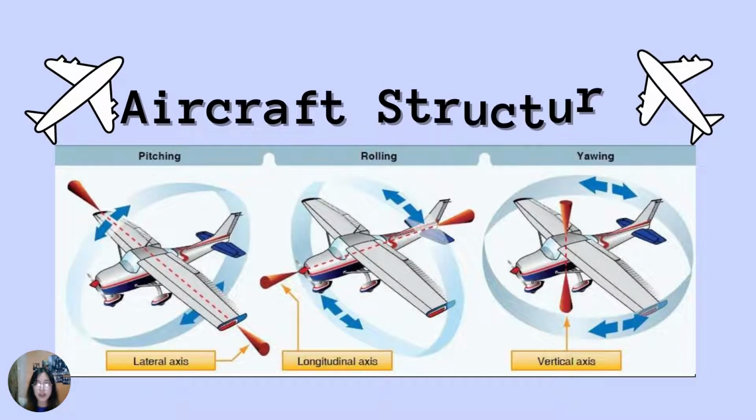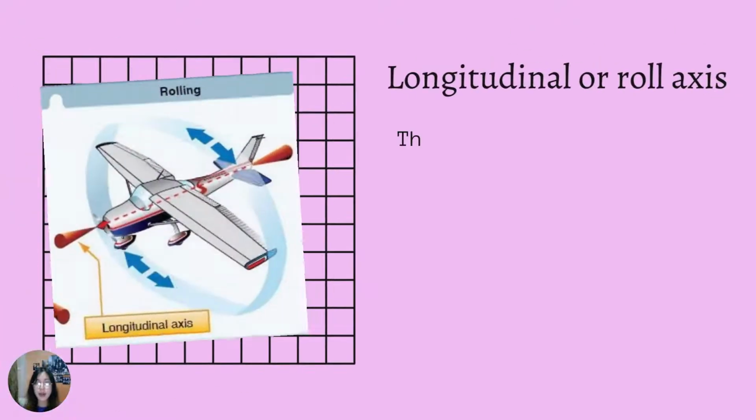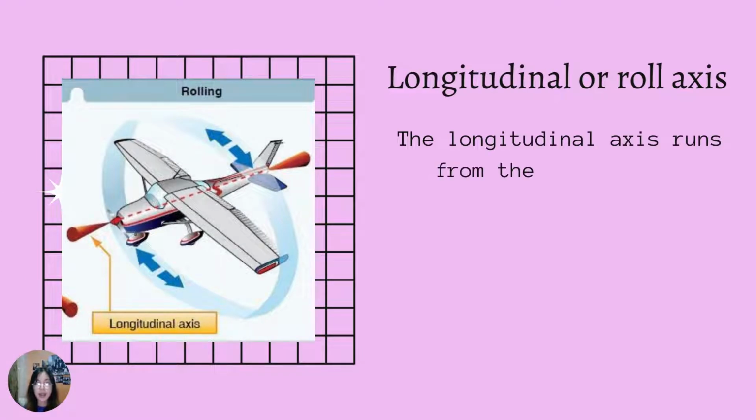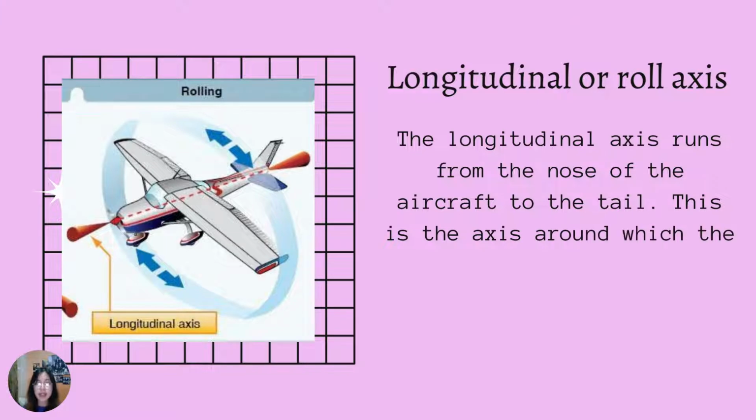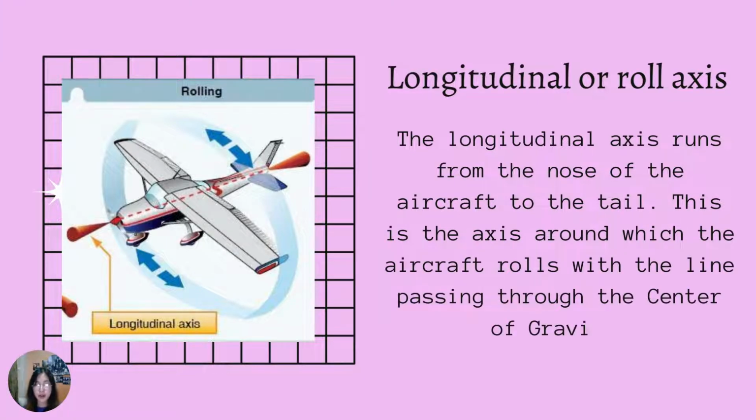Now let's talk about the three axes or dimensions of an aircraft structure, along which it can move left and right, forward and backward, and up and down. In the aviation field their technical names are the longitudinal or roll axis, lateral or pitch axis, and vertical or yaw axis. The first one is the longitudinal roll axis. The longitudinal axis runs from the nose of the aircraft to the tail. This is the axis around which the aircraft rolls, with the line passing through the center of gravity.